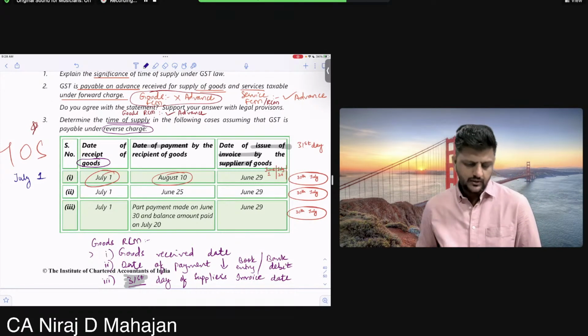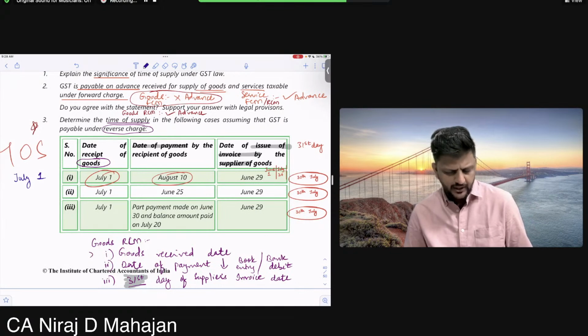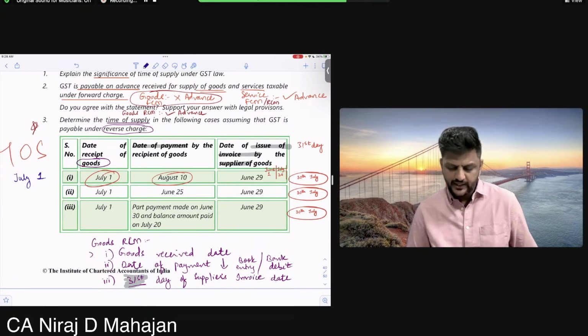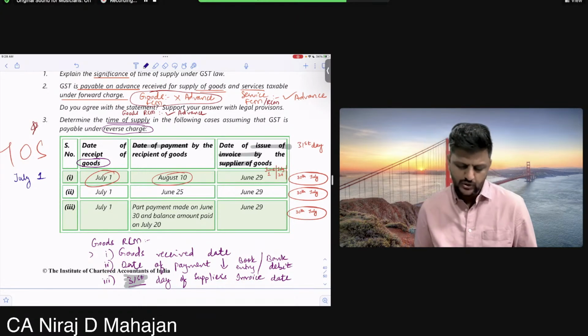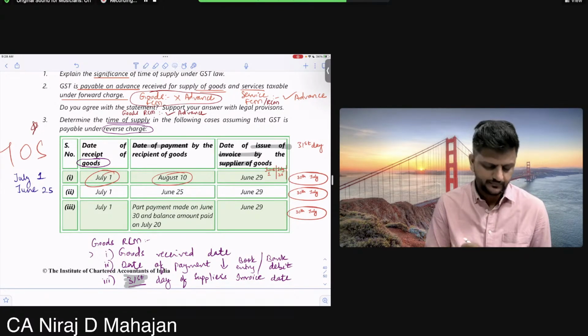Then goods received 1st July. Payment done 25th June, advance, correct? And invoice 29th June plus 30th July. Time of supply is what? 25th June. Clear till here?